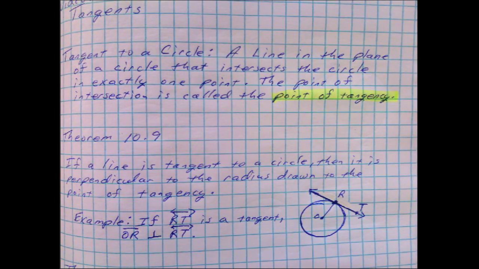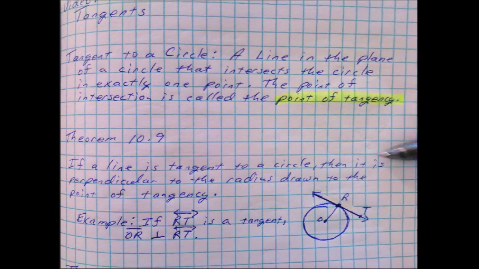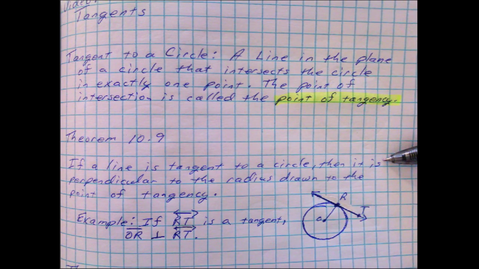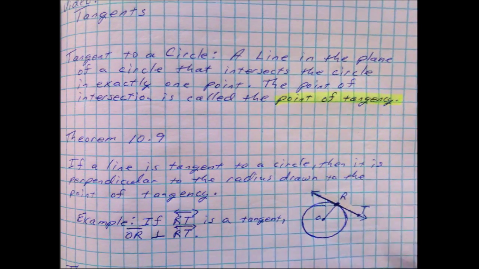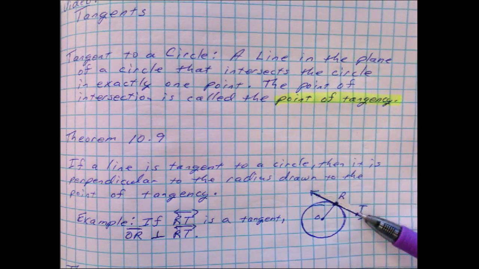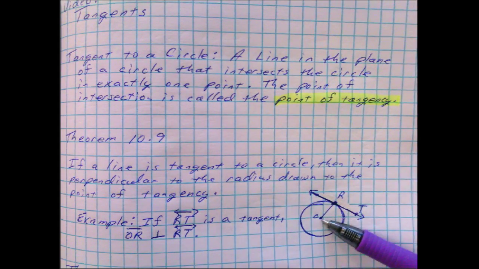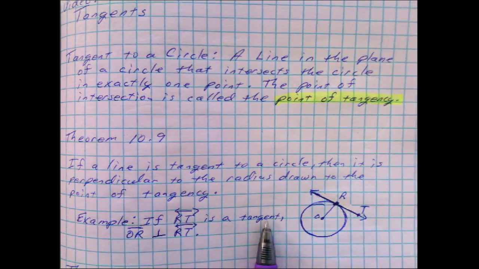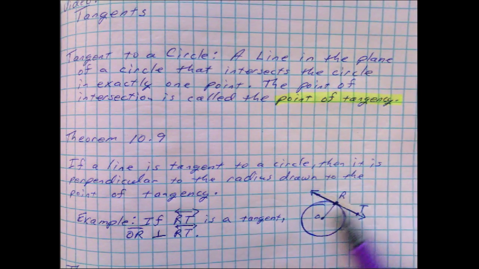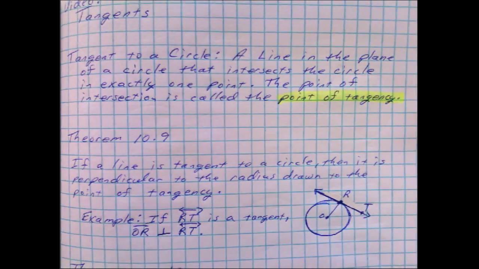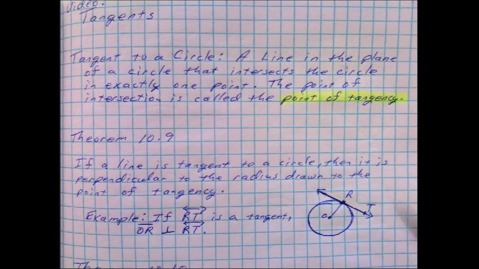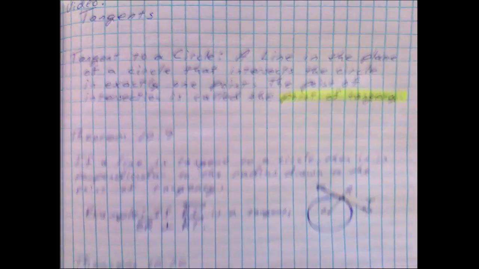So then we have a couple theorems. Our first one, 10.9, says if a line is tangent to a circle, then it is perpendicular to the radius drawn to that point of tangency. So if we look down here at our picture, we have a line that is tangent to our circle. So that means that this line is perpendicular to this radius that we have drawn. If RT is tangent, then we know that OR, which is our radius, is perpendicular to RT. That's going to be very helpful because we know a lot of things about right triangles. So that's going to make a right angle in there for us.